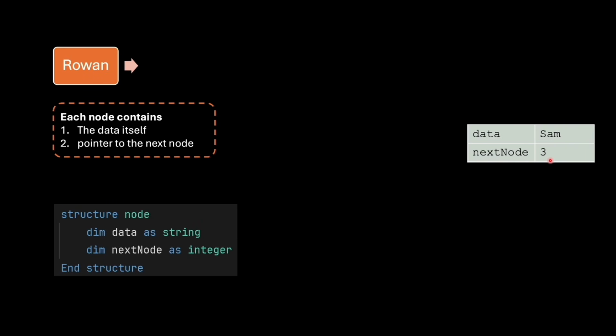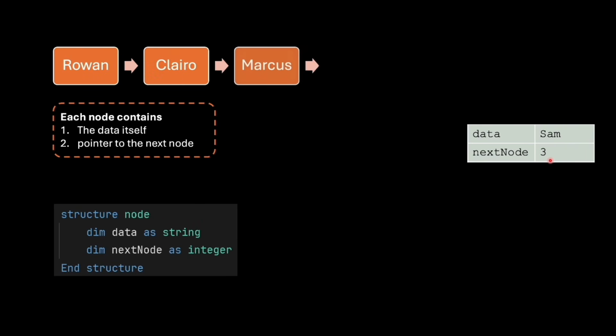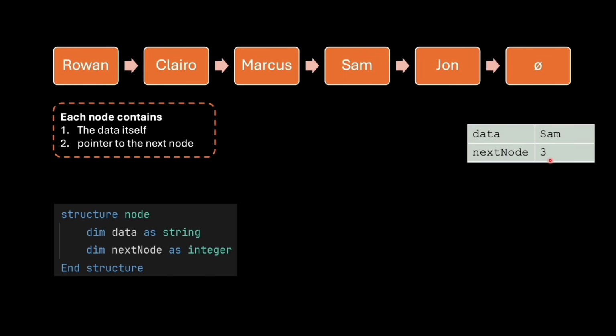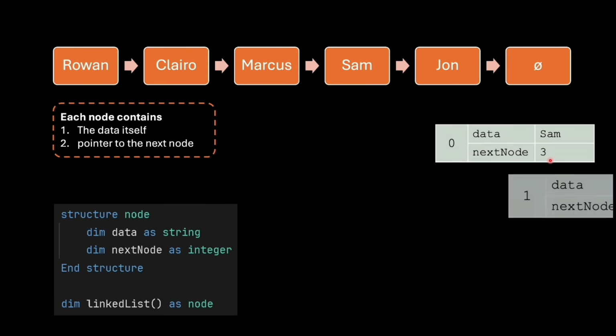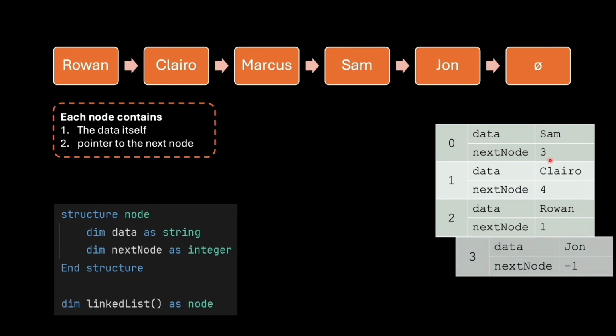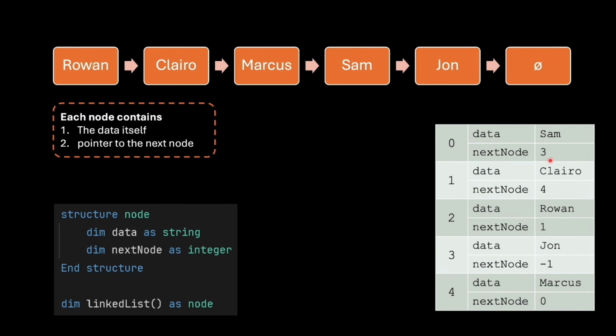However, a linked list has multiple nodes. So how do we store all of these nodes? Well, all you have to do is put the nodes into an array. So now at index 2, we have Rowan's node. At index 1, we have Claro's node. At index 0, we have Sam's node. At index 3, we have John's node. And at index 4, we have Marcus' node.